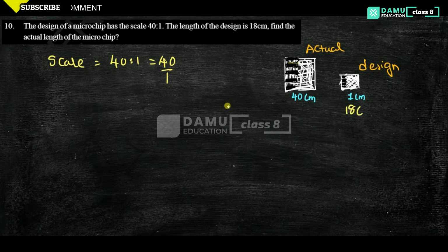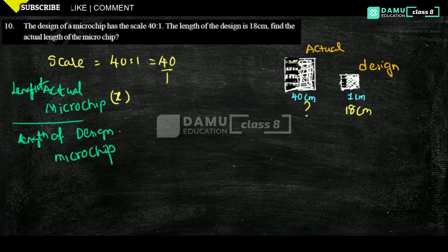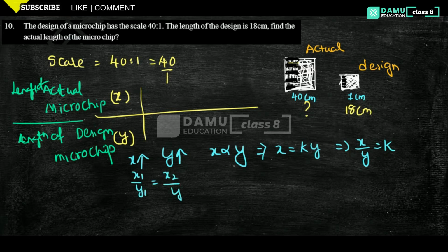So if it is 18 centimeter, then what are they asking? Let's take the length of the actual microchip as x and the length of the design microchip as y. They are in direct proportion. If the design increases, then x will also increase. That is, x is directly proportional to y. That implies x equals ky, which implies x by y equals k. So x1 by y1 equals x2 by y2 equals k.